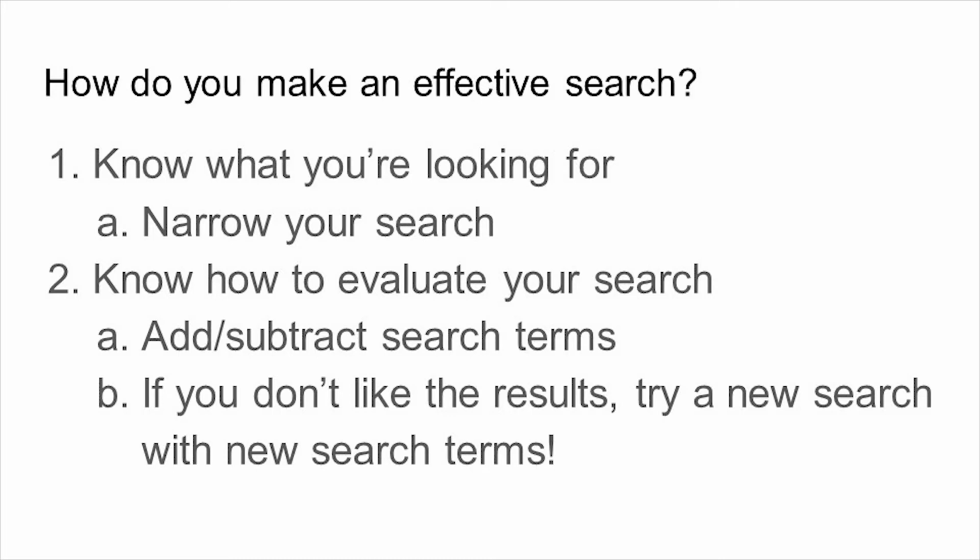You need to know how to evaluate your search. If you're not getting what you want, you need to add and subtract terms. Make it so that Google's doing what you want it to do, because Google isn't smart. It doesn't know what you want. It's just doing what you tell it. So if you don't like the results you get, try a new search with new search terms. Try just changing 1 or 2 words, and it'll make a big difference in what you get.